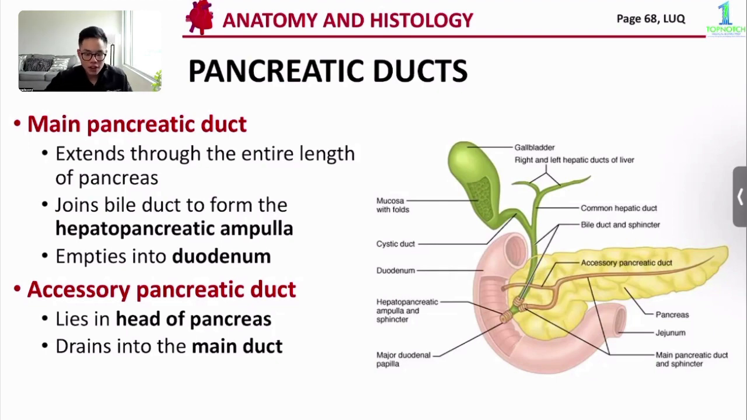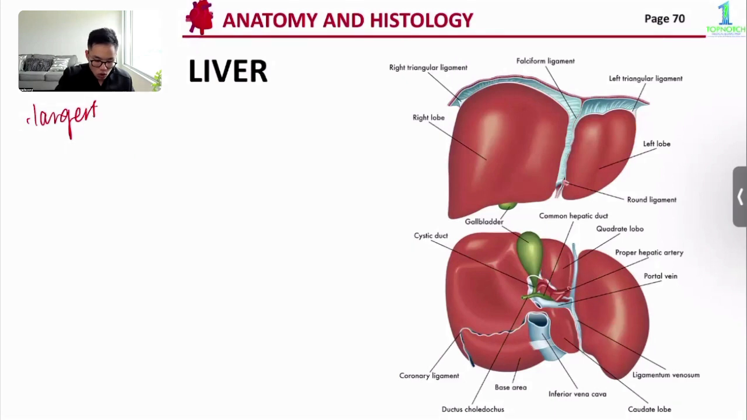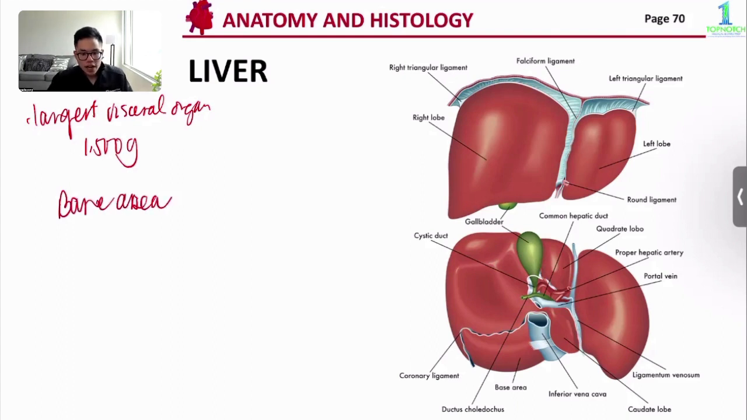Now let's talk about the liver. The liver is the largest visceral organ. The liver weighs around 1,500 grams. It is said to be dome-shaped, and it is surrounded by the peritoneum, but it has what you call the bare area. Okay? The bare area is where it's devoid of peritoneum on the diaphragmatic surface.